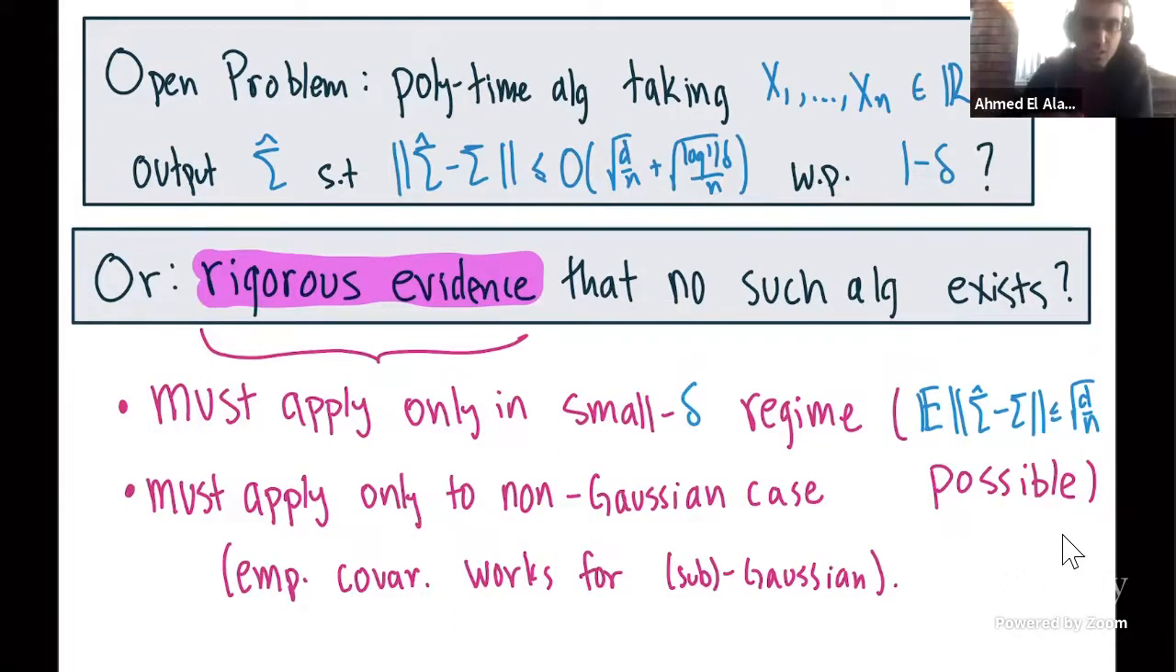So I have a question. Does the answer to this question depend on the norm that you're choosing to measure the distance with respect to, like the operator norm versus the Hilbert-Schmidt norm, etc.?